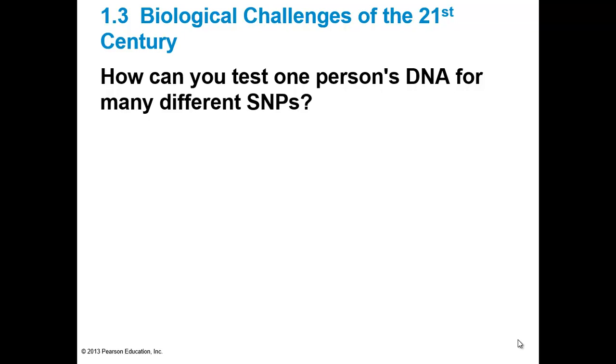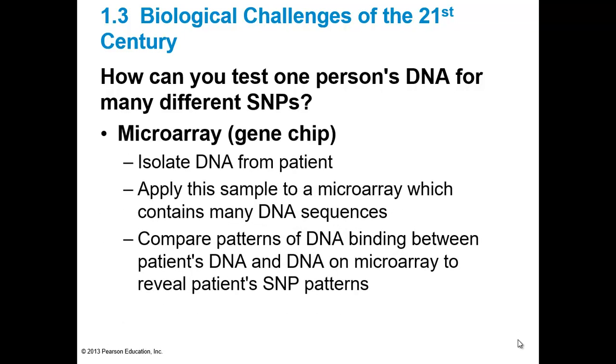And in order to test a person's DNA for many SNPs, you can do sequencing analysis. A lot of times this is done in microarrays, and you isolate the DNA of the patient, and you apply this sample to a microarray that has many different genes with SNPs in them, and you watch the DNA hybridize. Hybridize is when the strand of the patient's DNA will directly link up with the strand of the sample DNA. And you compare the patterns of DNA binding between the patient's DNA and the DNA on the microarray. And depending how it binds the DNA in the microarray, that will reveal the patient's SNP. So you don't have to do a direct sequence analysis. You can just do this with a genetic array.